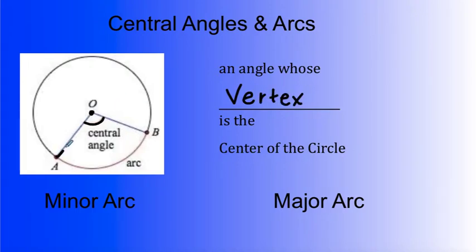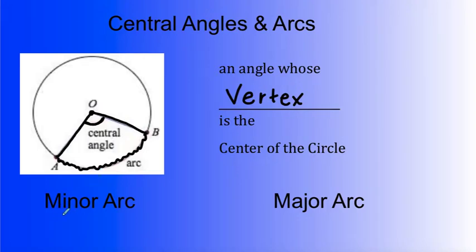So you can see that this angle has two rays that are its sides. In this case, it's the segments AO and OB, and they create this angle called the central angle. Now, the outside of the circle where they hit, so from here all the way across to here, is called an arc. So we would call that an arc of the circle.